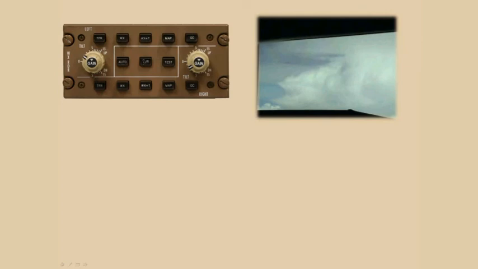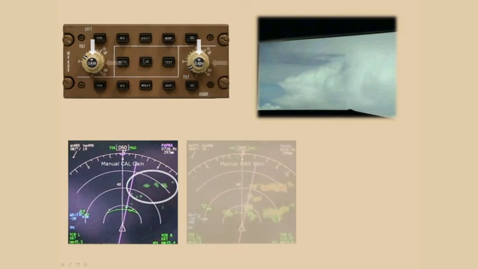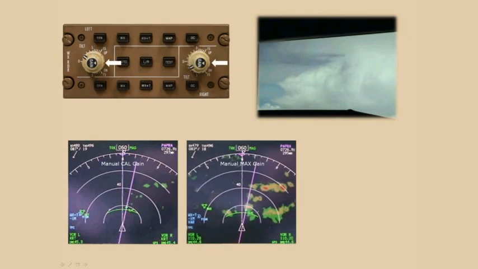This example shows a typical low reflectivity oceanic cell. With manual cal gain selected, only the core of the thunderstorm is visible. In manual max gain, the greater extent of the thunderstorm is visible, and the cores are now red.